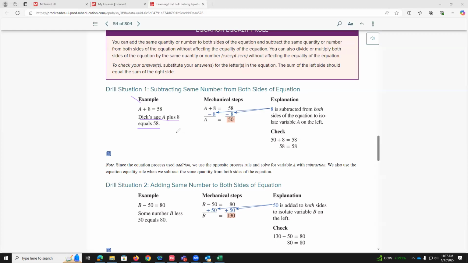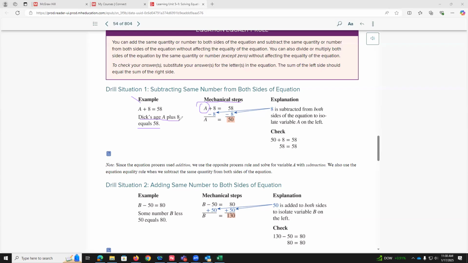This works really great with simple problems. But when we get to a little bit more complex problems, we're going to need to learn this formula or this step. So what the book calls it is the mechanical steps. I call it the long way. So what we do is we write out the equation. Age plus 8 equals 58. So Dick's age, A, plus 8 equals 58. Okay, we've got the equation. Now we're looking to solve for A. So we want to know what is Dick's age.